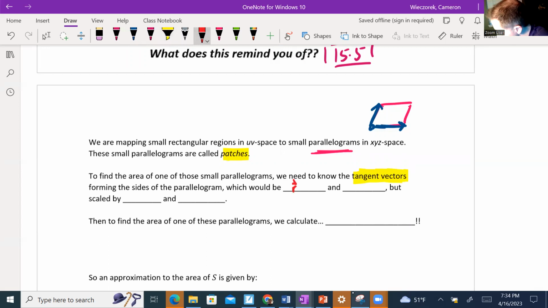So that would be, I'm going to call it r sub u star, because I'm taking a specific point inside, and r sub v star, any sample point you want to take from the rectangle. But we're scaling them by the length of that rectangle. So they're going to be scaled by delta u and delta v. So this would really be delta u times r sub u, and this would be delta v times r sub v. And this would be my patch.